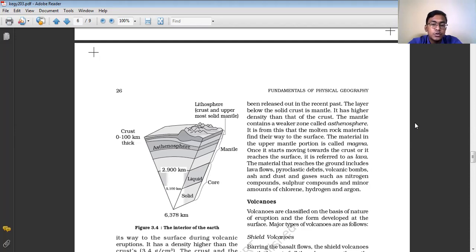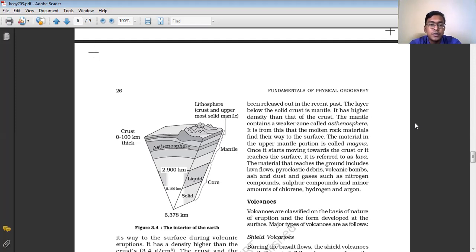While coming towards the earth's surface or the crust, sometimes this molten magma or lava cools down within the earth's crust, like in the cracks and all. The lava gets deposited within the earth's interior, cools down, and leads to the formation of different types of rocks.